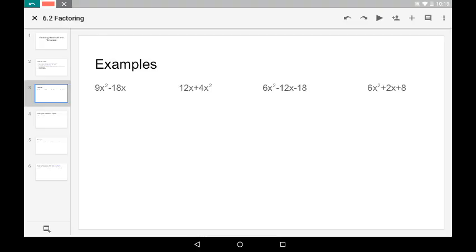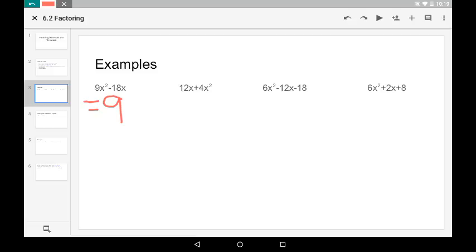So here are a couple of binomials and a couple of trinomials that we're going to factor. So let's look at the first one. We have 9x squared minus 18x. So first I have to look at the coefficients and then the variables. What can I take out of both of these numbers? Well, the factors of 9 and 18, the ones they have in common, would be 1, 3, and 9. So I'm going to start by taking 9 out of each term.